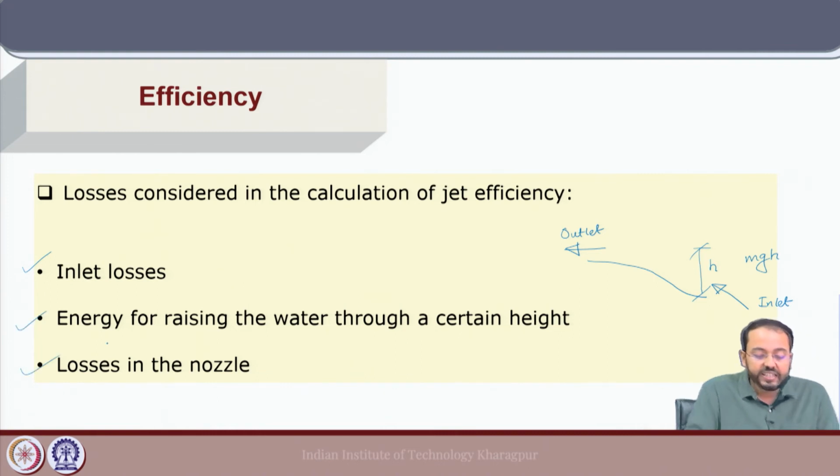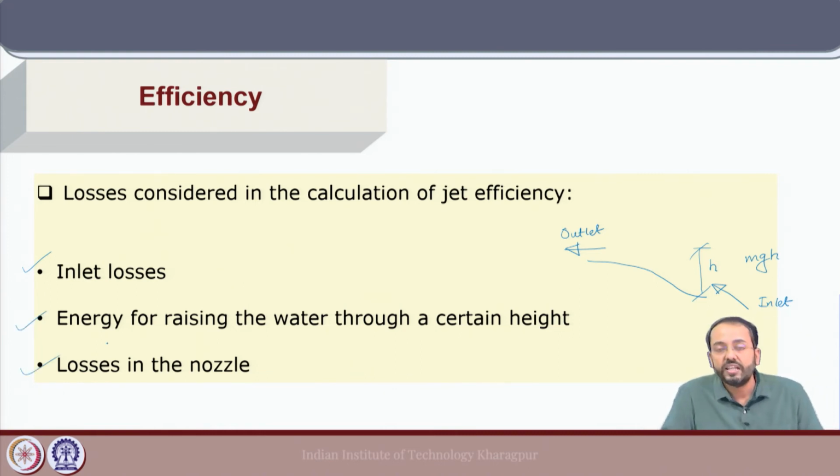And finally, the losses in the nozzle. The nozzle is located here in the water jet system at the exit, and the nozzle losses play an important role in the efficiency of the water jet system.